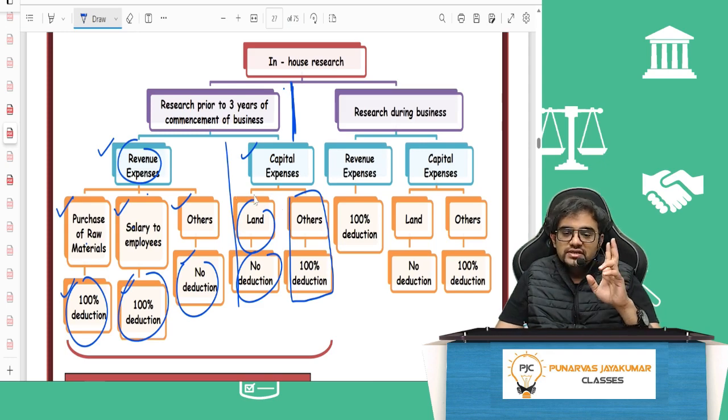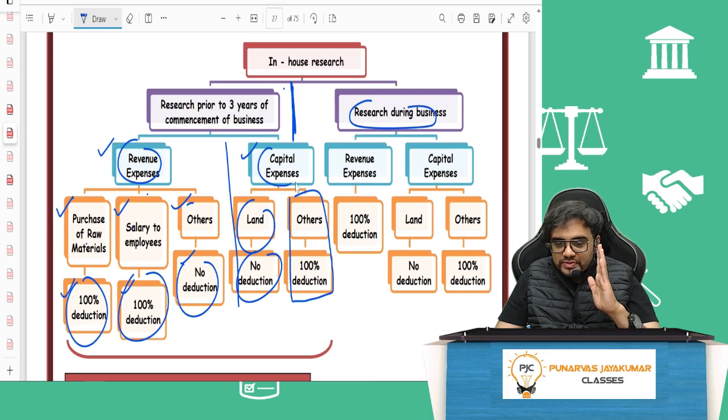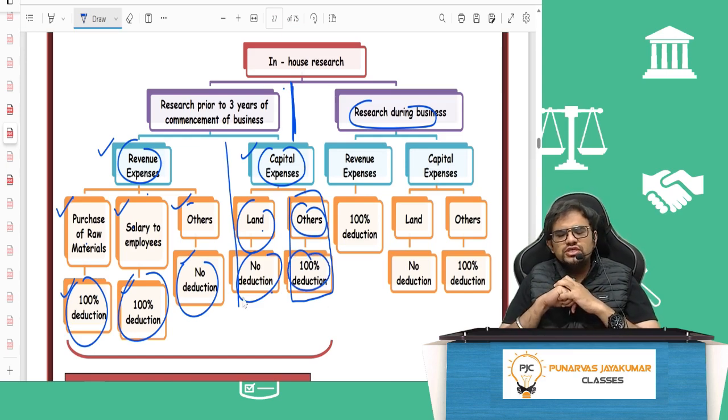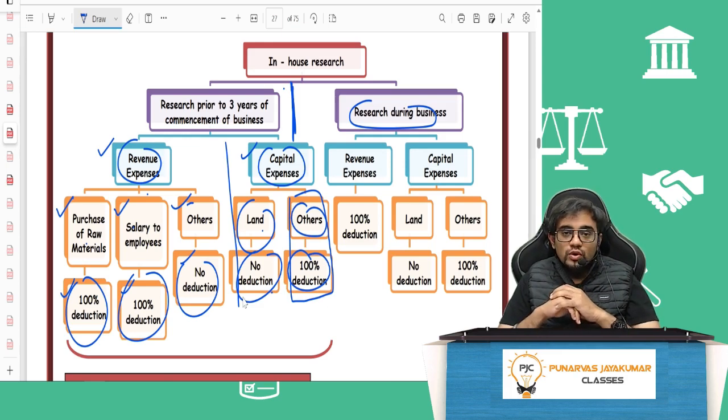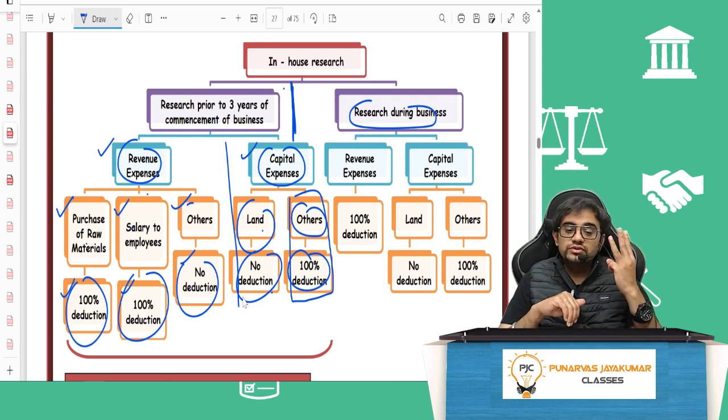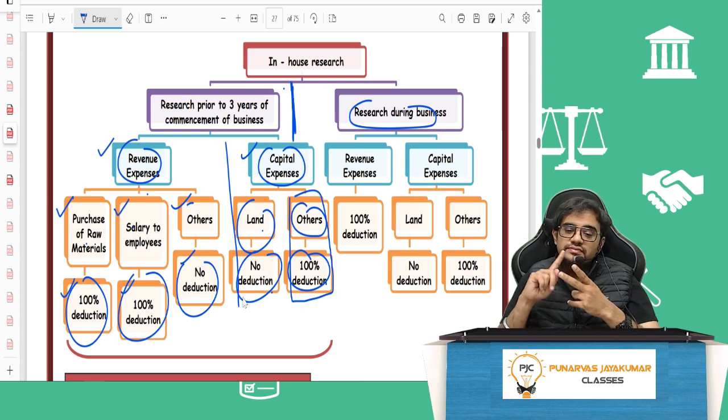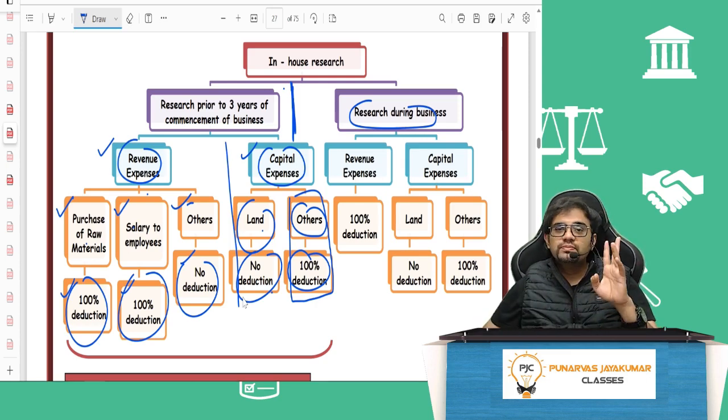Anyway, we will see that later. But here we are only talking about capital expenditure, after the research commences. Capital expenditure, land, no deduction. Other capital expenditure, my dear friends, 100% deduction you will get. So very simple. Research prior to 3 years of commencement of business, what all revenue expenditure will you get? Only two things. Purchase of raw material. Second one, salary to employees. Full 100% deduction you will get.